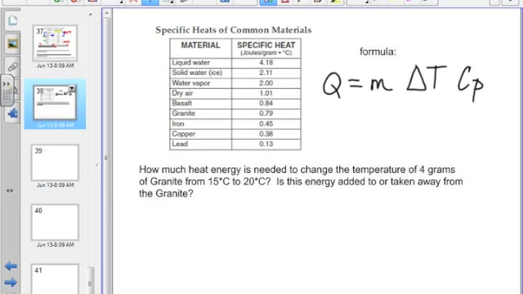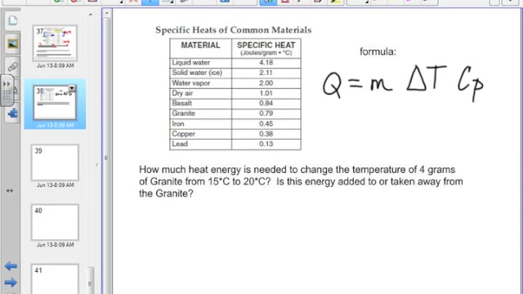So let's try a problem. Here's a typical one that we might see. How much heat energy is needed to change the temperature of 4 grams of granite from 15 degrees Celsius to 20 degrees Celsius? And a part 2 of the question, is this heat energy being added to or taken away from the granite? So let's do the calculation, and then we'll worry about the part 2.